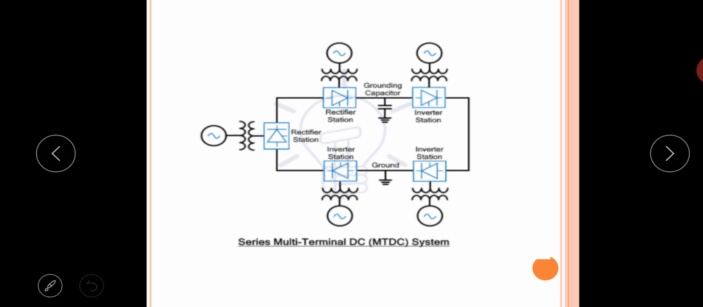This system uses a monopolar DC link where the line is grounded at one point. However, a ground capacitor can be used to protect the circuit against the transients.